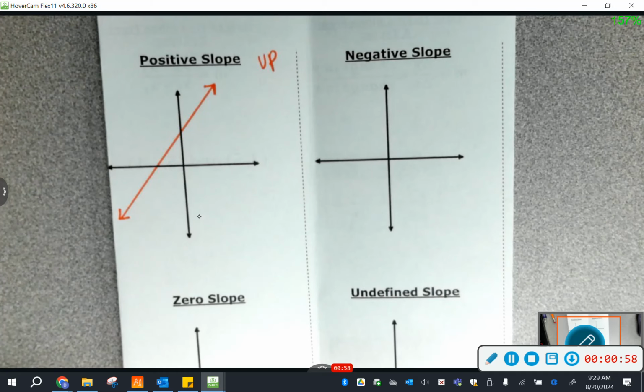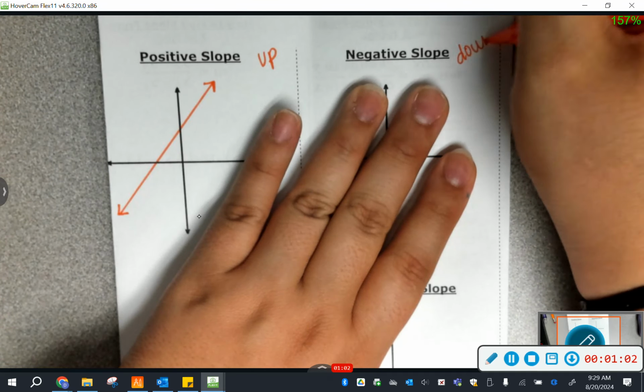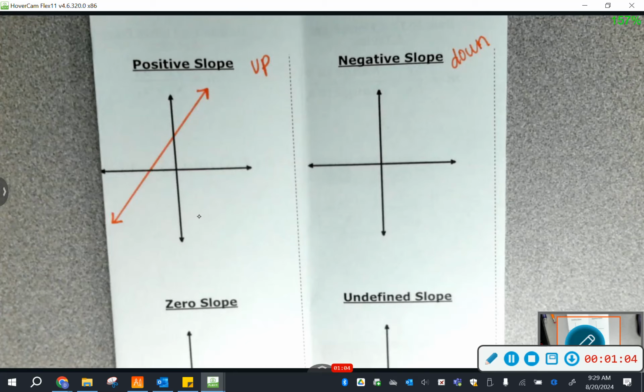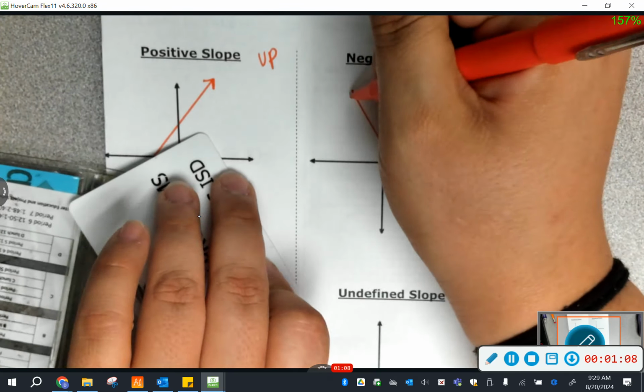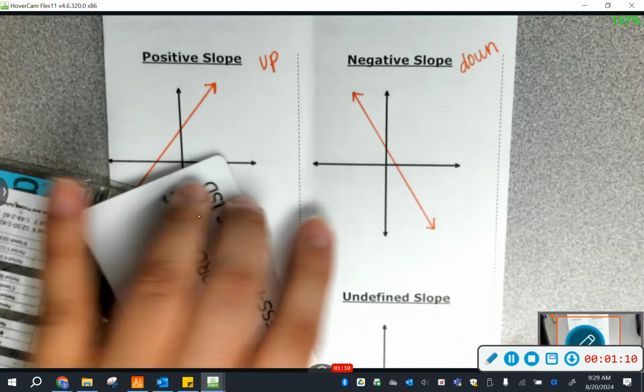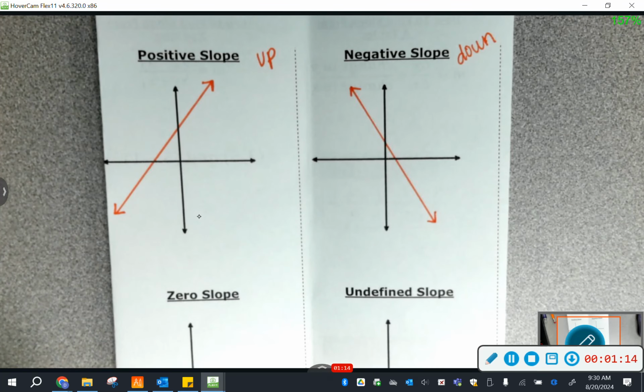What about a negative slope? It's going to go down. So draw a straight line going down. Any questions? Yes. Oh, you good? Are we good with positive and negative?